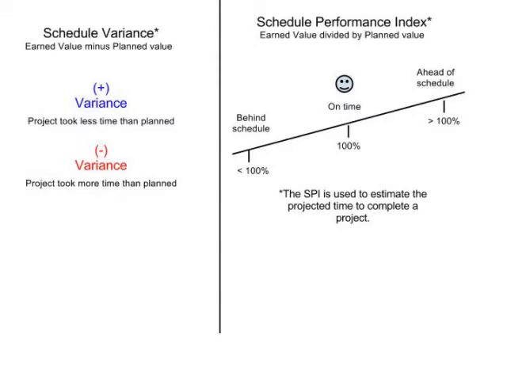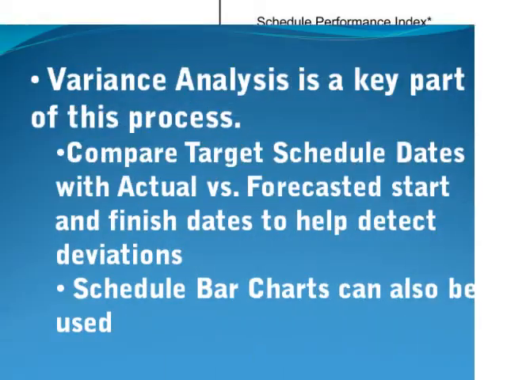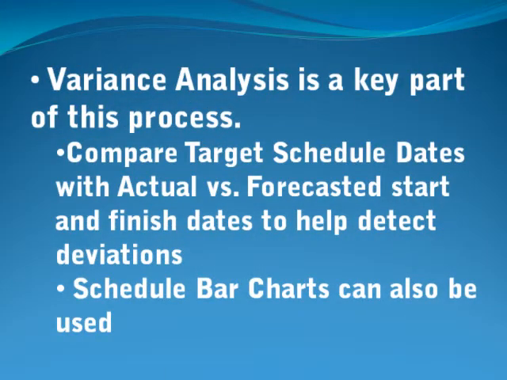Schedule variance and schedule performance index are two common measures to assess the magnitude of any project schedule change. Performance measurement techniques produce these numbers, which help the project team decide if any corrective action is necessary. The schedule should be monitored, and variance analysis is a key part of this process. Comparing target schedule with actual versus forecasted start and finish dates helps detect deviations.